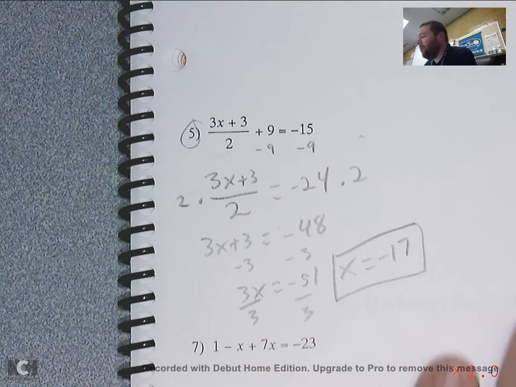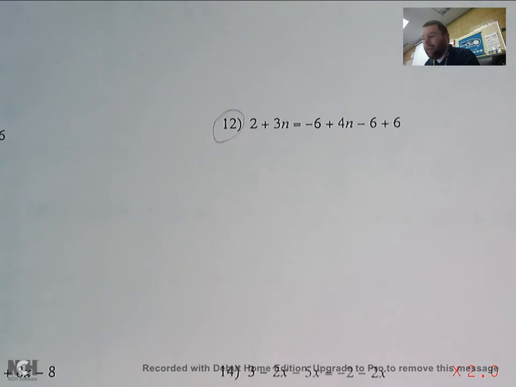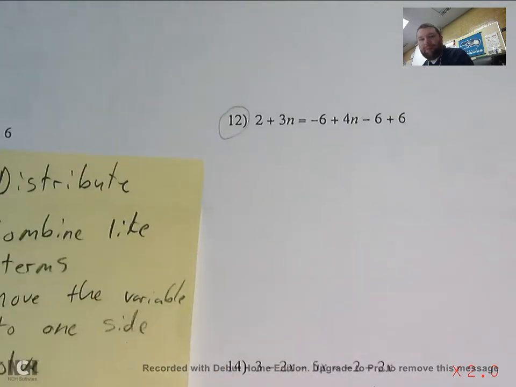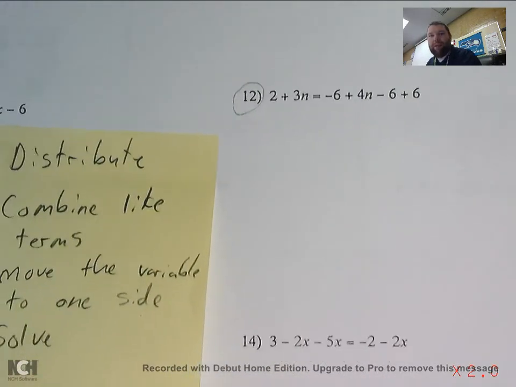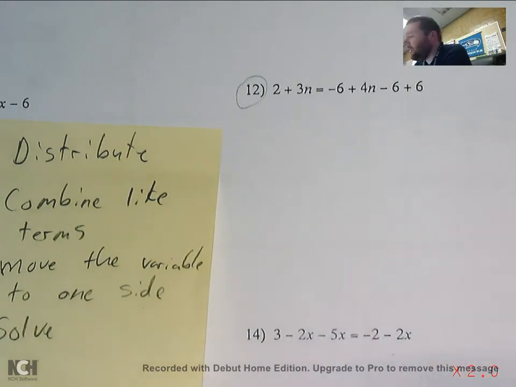Okay, let's do one more. Let's look at a little bit of a bigger problem here. Let's look at this problem right here. So again, we're going to follow our steps. So we're going to look to see if there's anything I can distribute. Nothing I can distribute here. So then I move on to my next step, combine like terms.